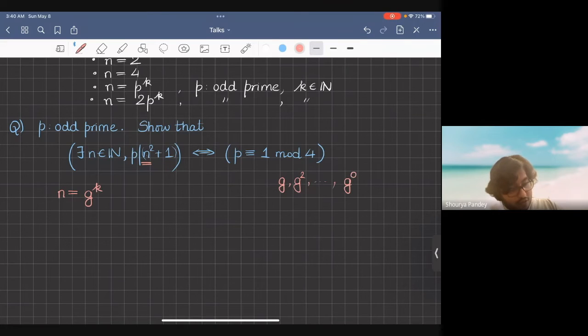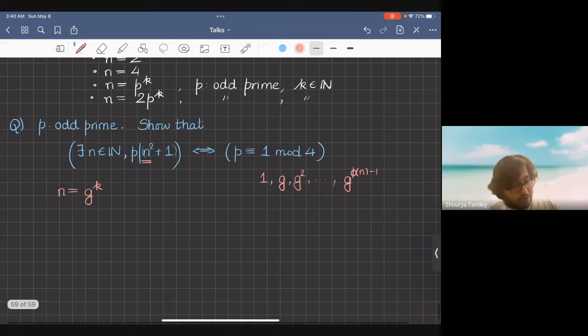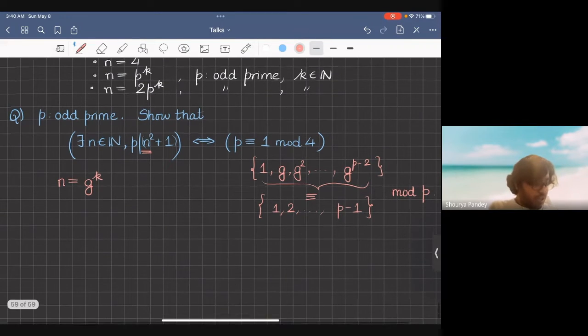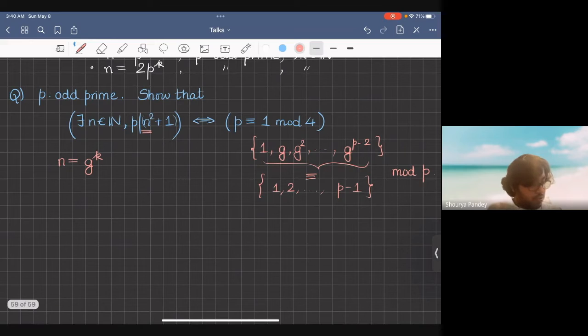all numbers modulo primes. Here it's just P minus 2. This set and this set are the same mod P. So n is G to the K. And then, what do we want?